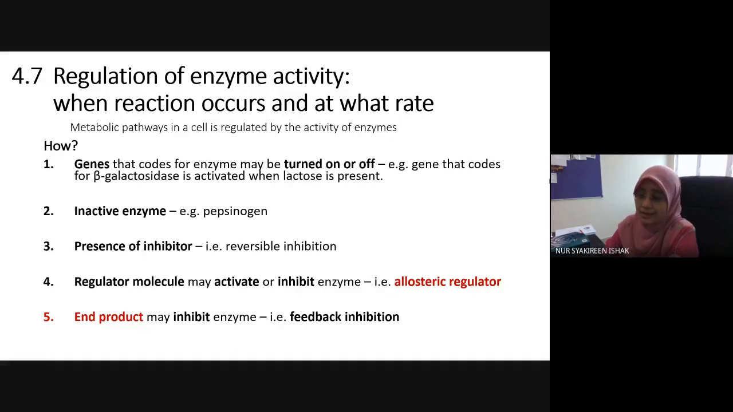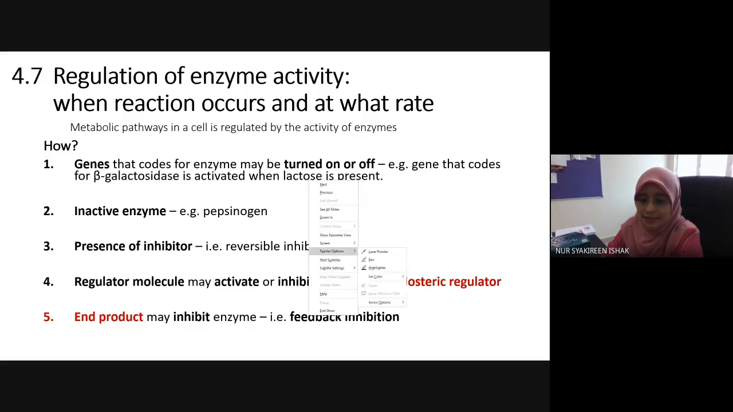Setiap sel dia mempunyai apa fungsi yang berbeza kan. So every cell will have their own function. So they have their own specific enzyme and each enzyme will have specific regulation of how to control the enzyme activity. Okay, so the first one here says genes that code for enzymes may be turned on or off. For example, you can have a gene that codes for the enzyme beta-galactosidase, which is activated when lactose is present.